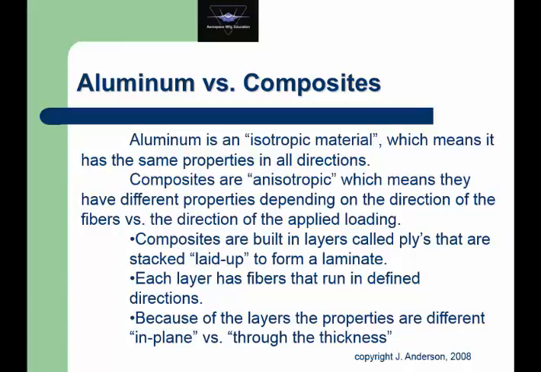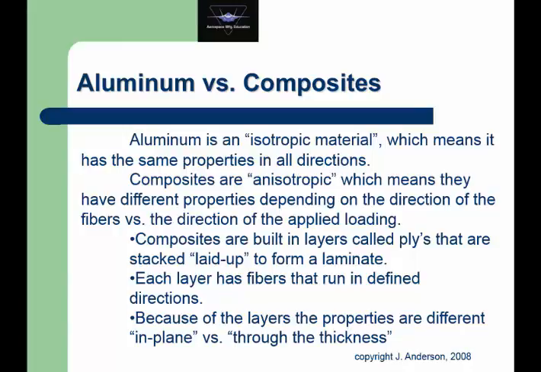Aluminum is an isotropic material. That means that it has the same properties in all directions. So if I take a block of aluminum and I pull on it in any direction, I should have approximately the same tensile strength, for instance. It should respond to external stimulus approximately the same in any direction.